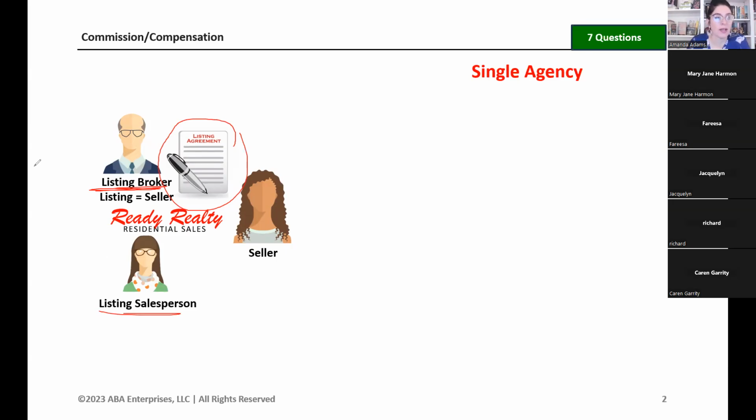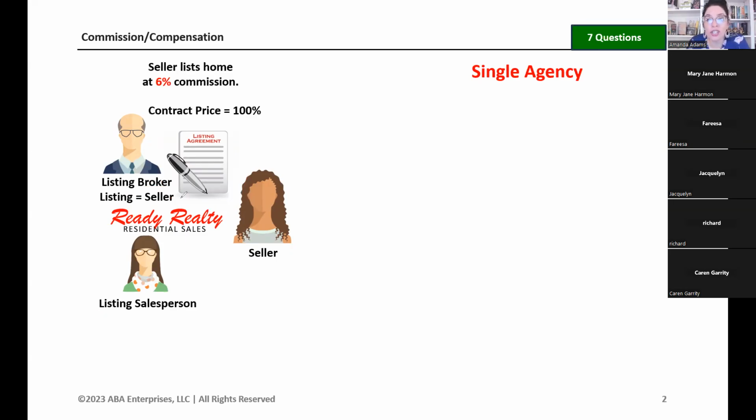Okay. So in the listing agreement, let's say that they have negotiated a 6% commission. Okay. And all commissions are negotiable. And I think that's where the realtors out there in Colorado kind of forgot that. And that's why, honestly, I think they've gotten themselves into this trouble. Commissions are always negotiable. They always have been negotiable. Whether or not somebody tells you that is another story, but they've always been negotiable.